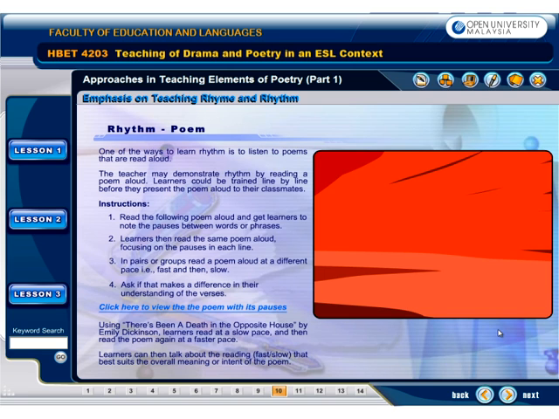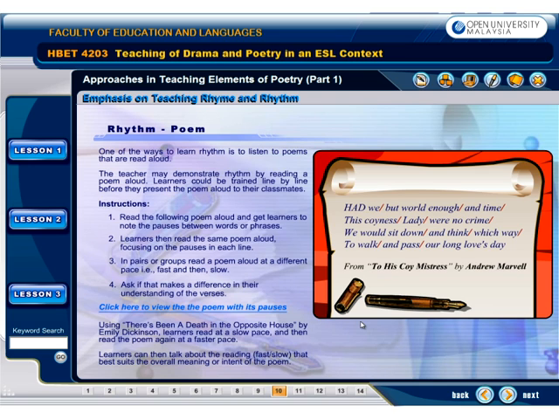Instructions: read the following poem aloud and get learners to note the pauses between words or phrases. Learners then read the same poem aloud, focusing on pauses in each line. In pairs or groups, read a poem aloud at a different pace, for example, fast and then slow. Ask if that makes a difference in their understanding of the verses. Click here to view the poem.